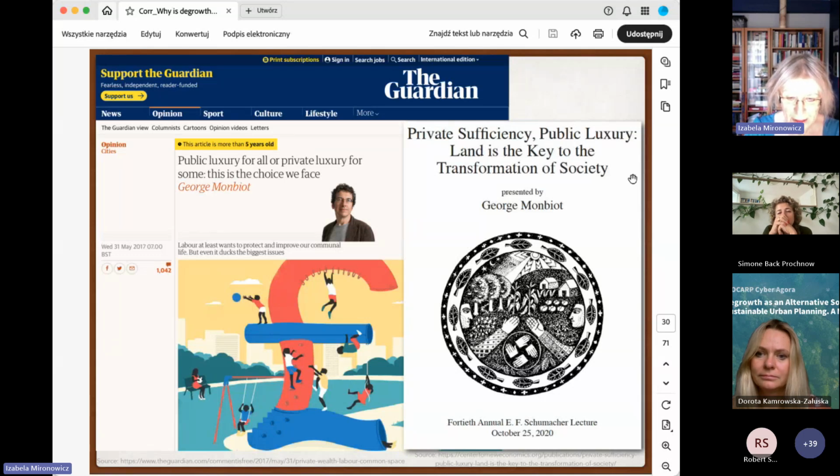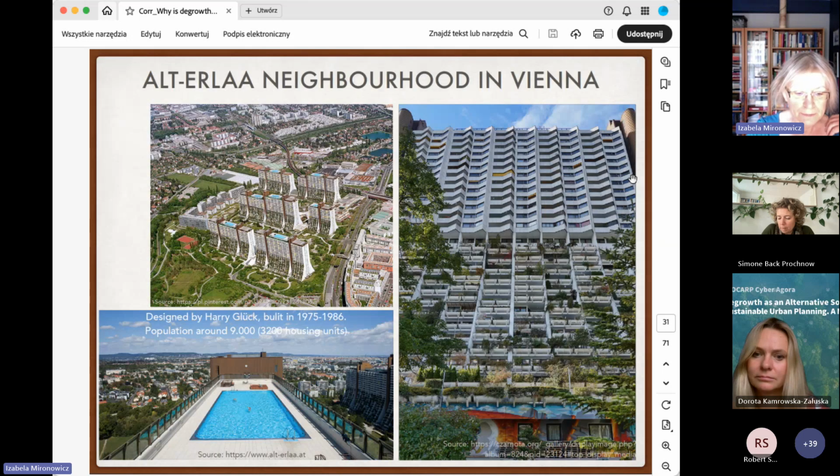Kallis, for example, argues for private sufficiency and public luxury. Anyone watching this presentation will get the message. It's clear and it's convincing. Having a private swimming pool steals precious water from the community. Having a public swimming pool strengthens relationships within the community. Which of the two should we choose?